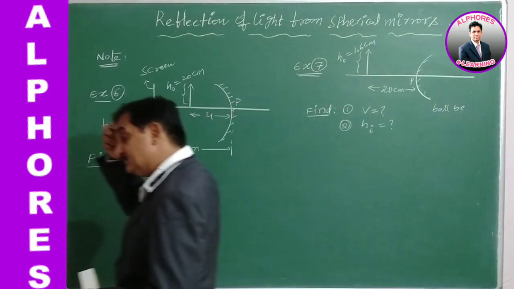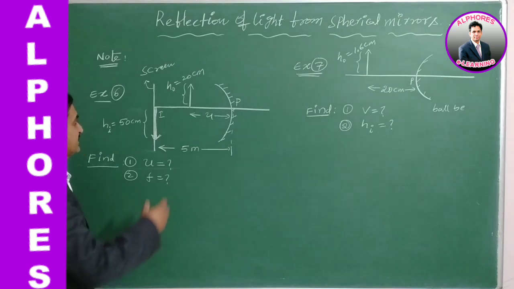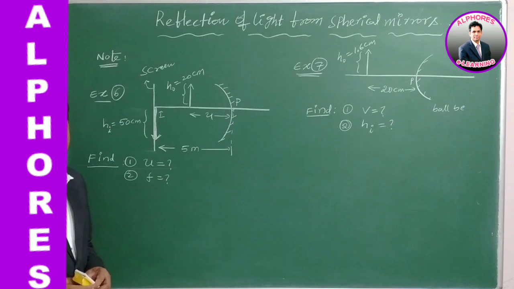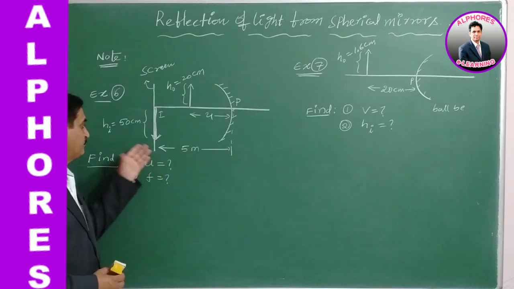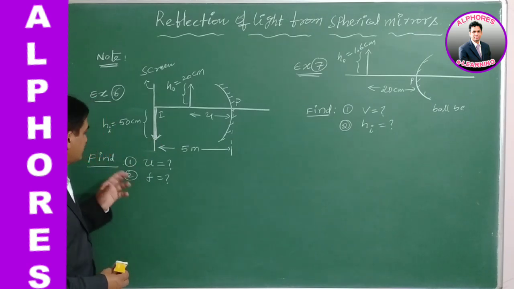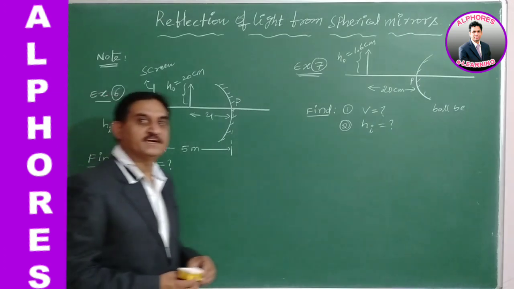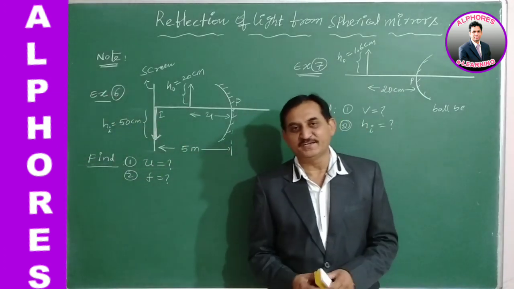So in this case, a concave mirror is given, and an object is kept at a certain distance from the concave mirror, and its height is 20 centimeters. Its corresponding real image, because we are obtaining this image on the screen, is kept at a distance of 5 meters. This is given in the data. Then the question is, find the distance of the object, and the second one is, find the focal length of the given concave mirror. Once again I repeat.